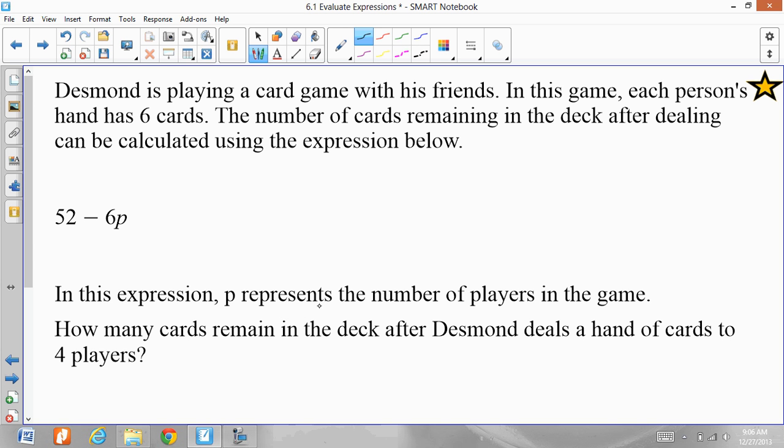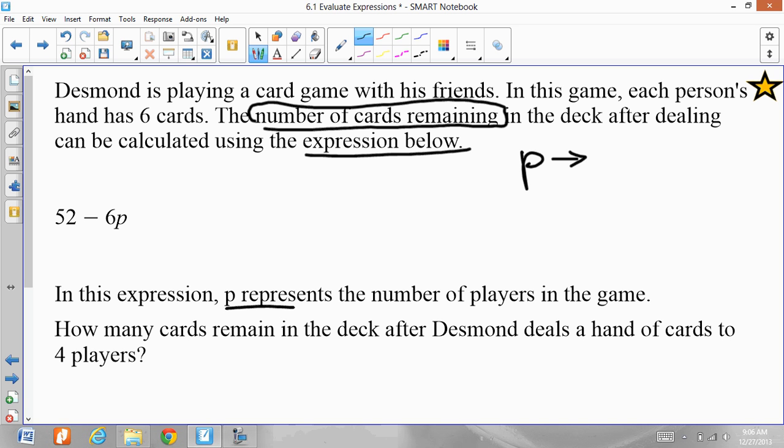Now, pause the video, understand the question. Simple question, easy question, but an FCAT question. So the number of cards remaining in the deck after dealing can be calculated using the expression below. So this expression is actually for the number of cards remaining in the deck. So that is what the expression stands for. Once you understand your expression is your starting point, you need to find out what the P stands for. They are giving you P represents the number of players. So how many players are in the game is for P.